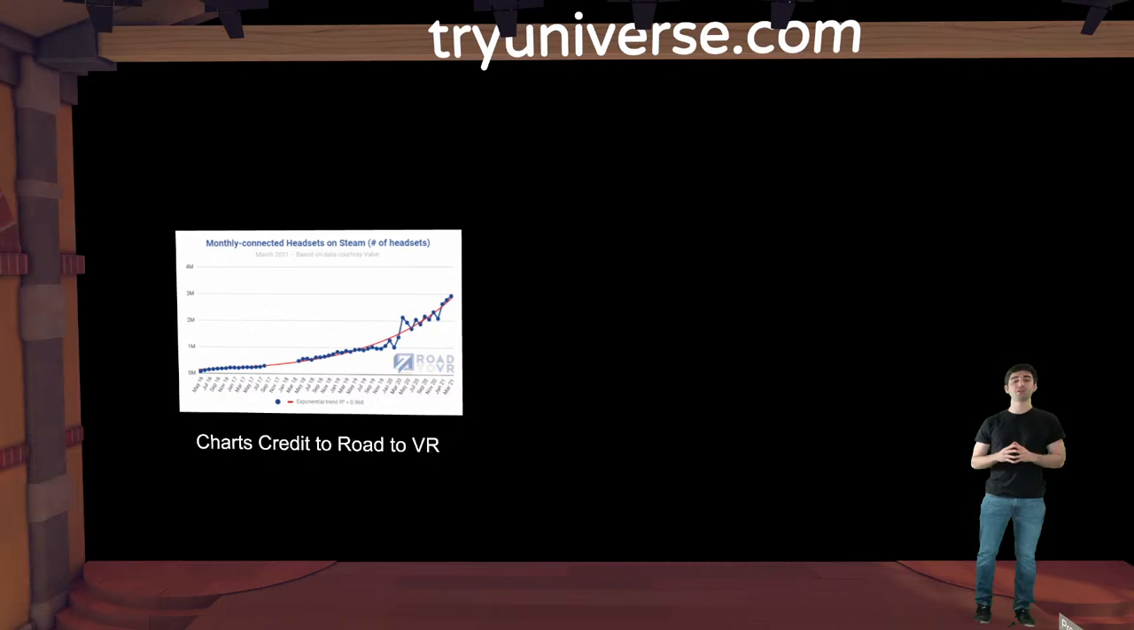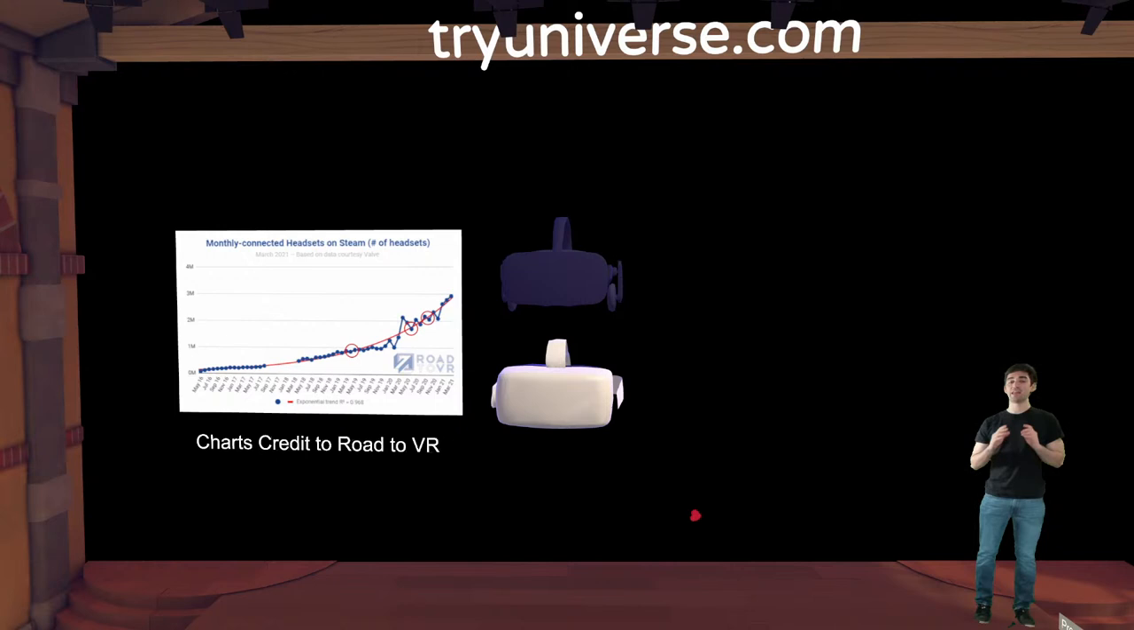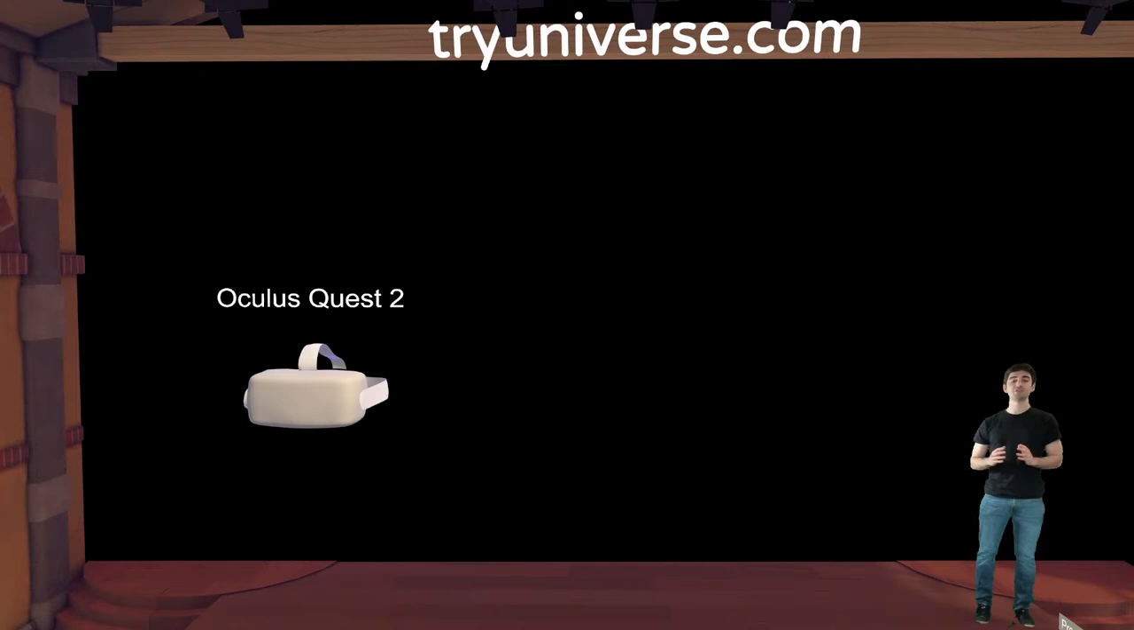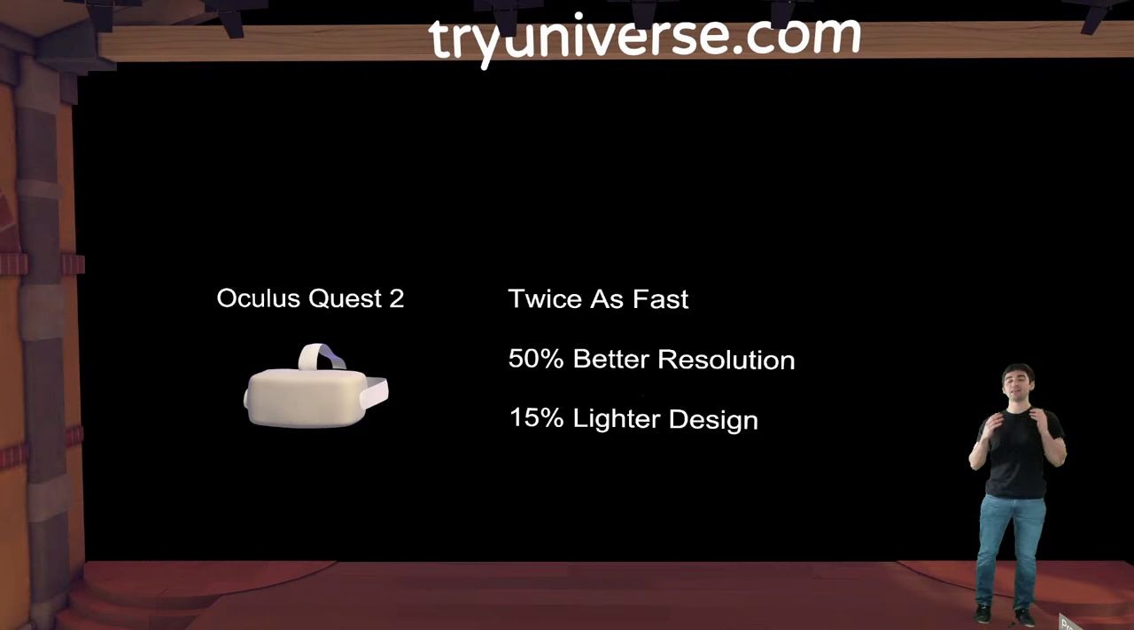As you can see, the growth started accelerating in May of 2019, which is when the Oculus Quest 1 was released, and the monthly connected headsets on Steam grew by over 800,000 in the next year. Then in October of 2020, the Oculus Quest 2 was released, and in just 6 months, the monthly connected headsets on Steam grew by over 1 million. The Oculus Quest 2 was a huge step to making VR mainstream. Compared to the Oculus Quest 1, the Oculus Quest 2 featured a processor twice as fast, 50% better resolution, a 15% lighter design, and was $100 cheaper than the Oculus Quest 1.